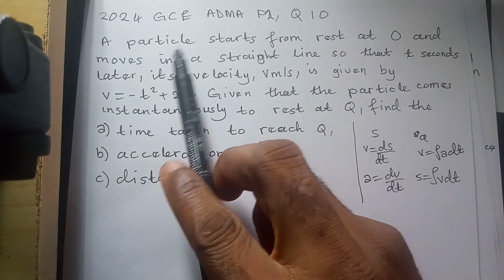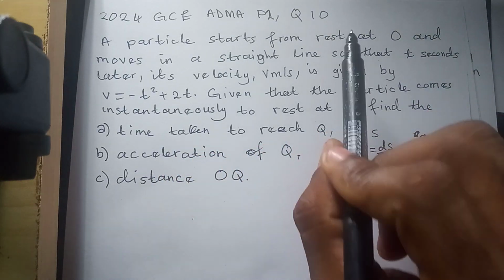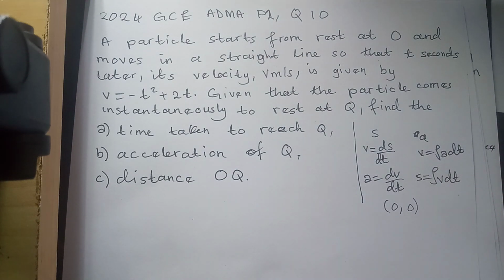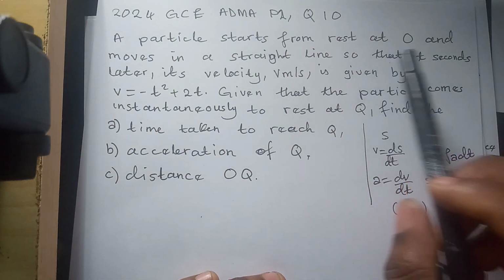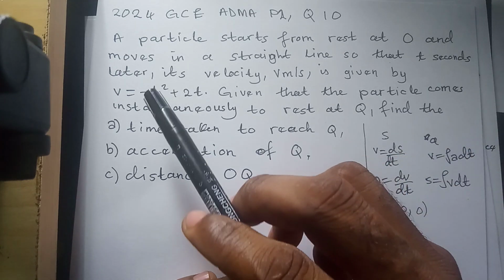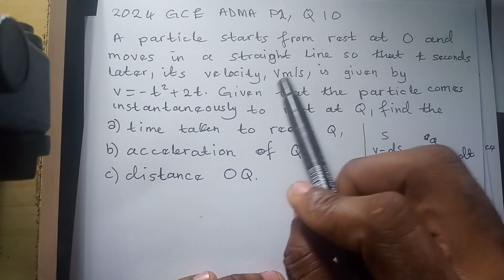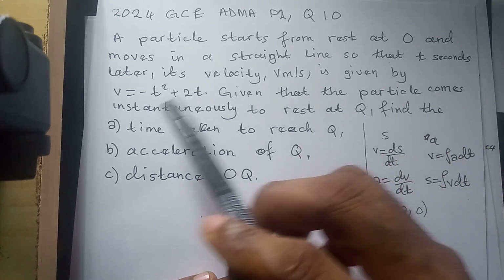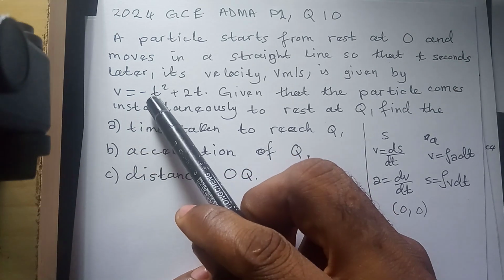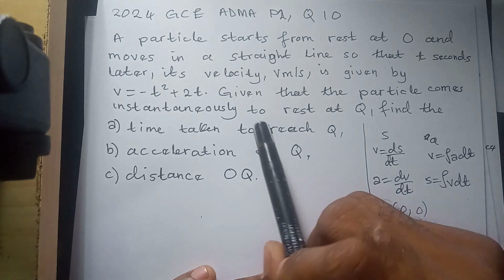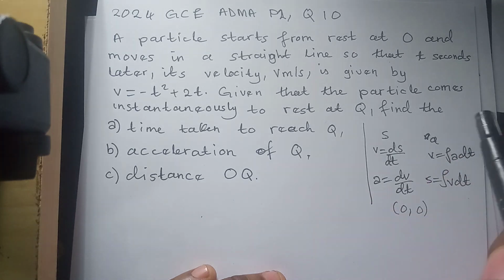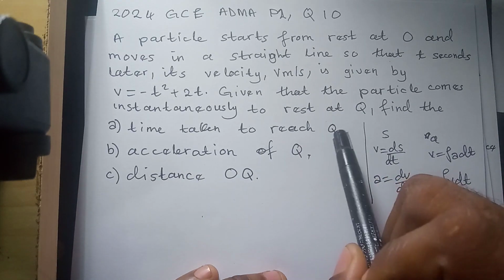So, a particle starts from rest. The fact that it is starting from rest means that it is starting from 0, 0 at O, and moves in a straight line, so that t seconds later its velocity v meters per second is given by v is equal to negative t squared plus 2t. Given that the particle comes instantaneously to rest at Q, find the time taken to reach Q.